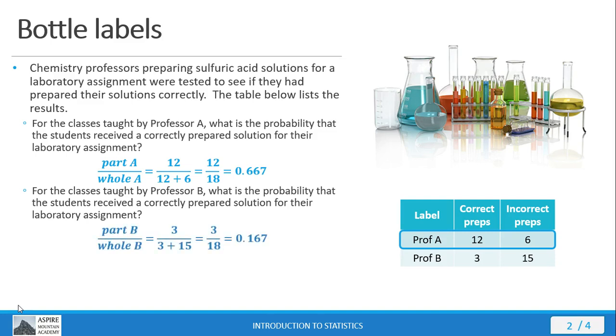Okay, so you should have calculated this similarly to the first question there. So the part for Professor B is going to be 3. That's the correct preps that he got, or she got.